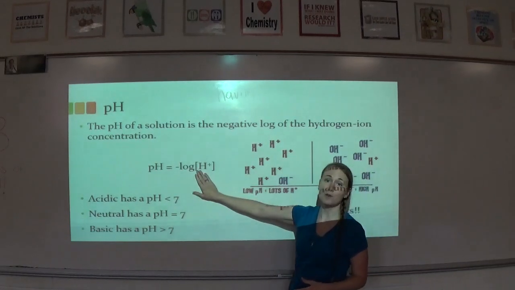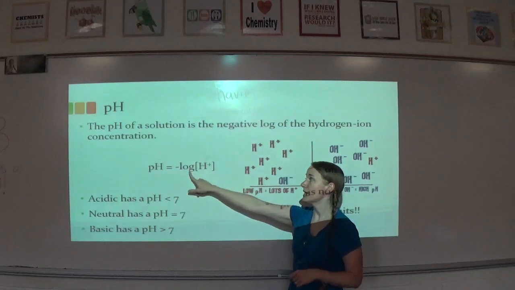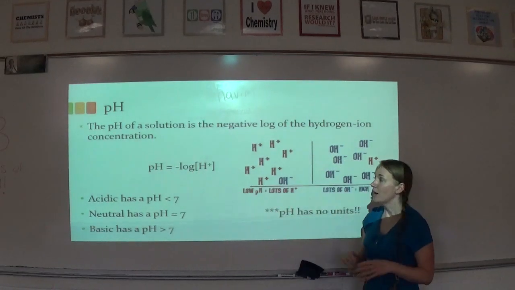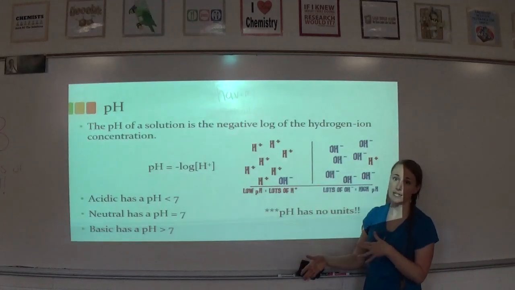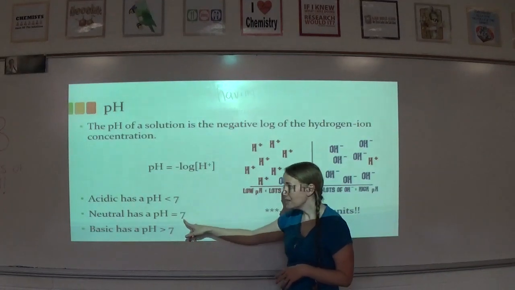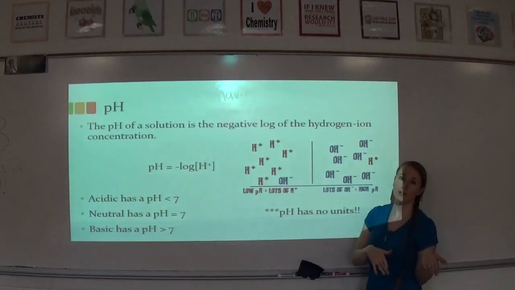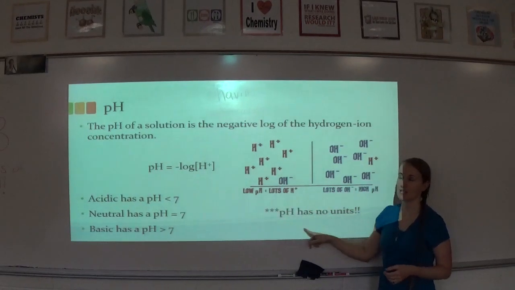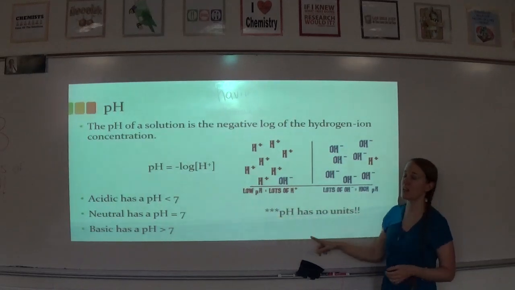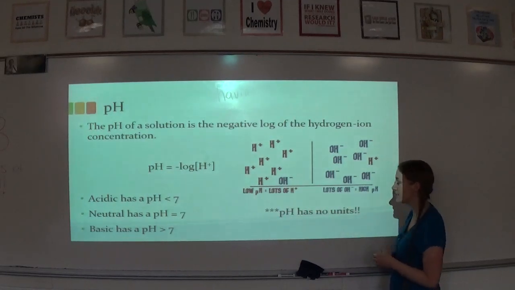So here is another formula for us to use. pH equals negative log of H plus. Now, on the pH scale, anything less than 7 is acidic, exactly 7 is neutral, and anything greater than 7 is basic. And then pH has no units. I know that's weird because I'm a units person and I'm always like, oh my gosh, don't forget your units.